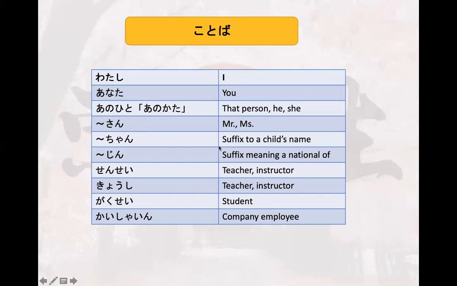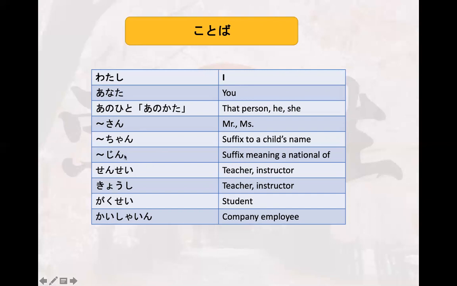Okay? Next, kapag bata naman ang kausap niyo, babae or lalaki, instead of san kasi masyado siyang formal, you can use chan. Tatoeba, Liana-chan, Yael-chan. So, pambabae at panglalaki siya. So, child's name.